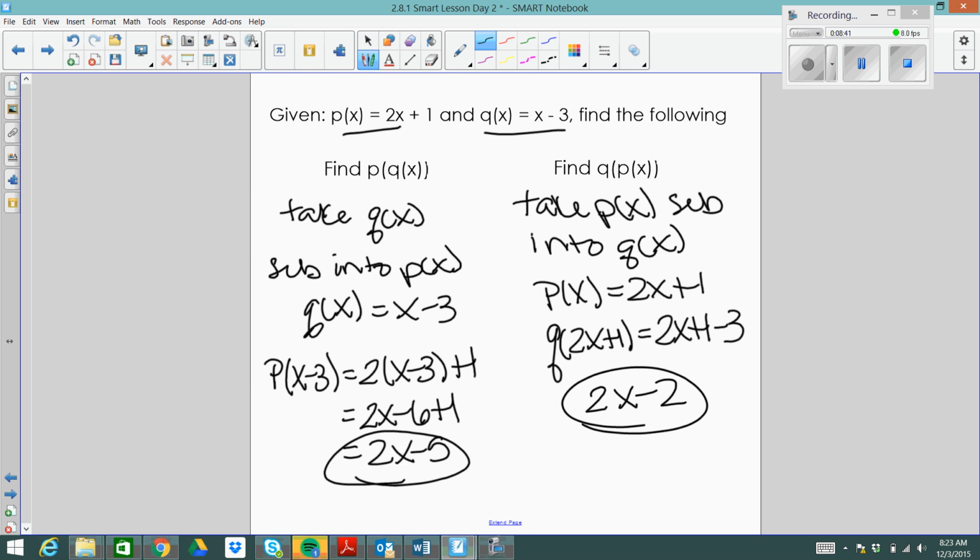So that's composition of functions. You're taking one value, substituting it into the other function, and you have to look at the order. You always work inside out. This first, that answer goes into that function. This first, that answer goes into that function.